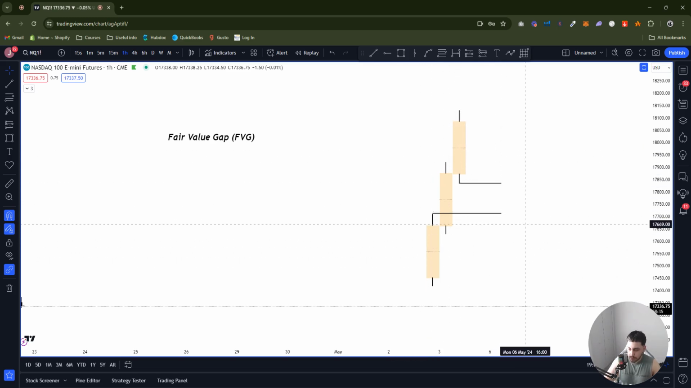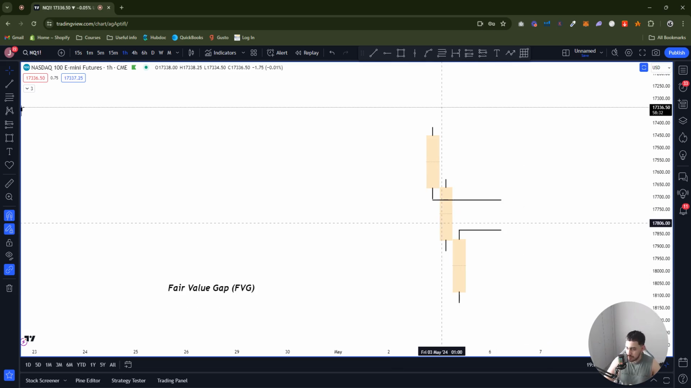And if you're looking for a bearish one, it's just flipped, vice versa, right? It's going to be the low of the first candle and then the high of the third candle, okay? You're going to have a gap.